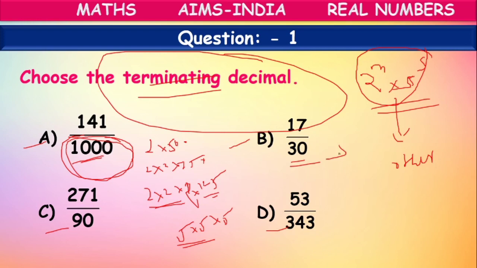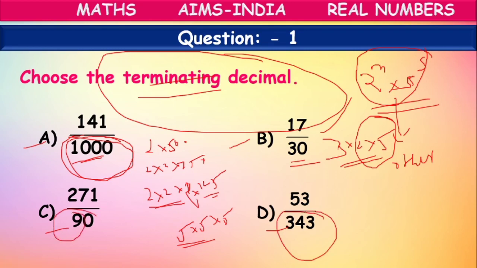Here 30 we can write as 3 into 10, and 10 is 2 into 5. So 3 into 2 into 5. Along with 2 and 5 we have another factor, which is 3, so it is not a terminating decimal. In 90 also 3 will be there, and in 343 also. So only option A is the correct answer, because in its denominator it has factors of only 2s and 5s. Okay children, A is the correct answer.